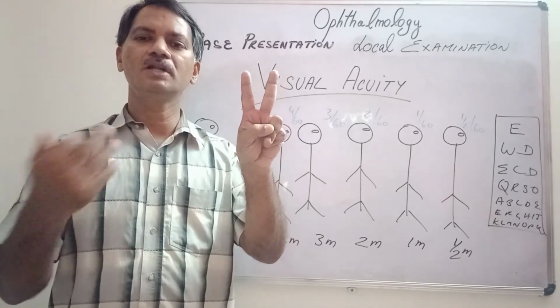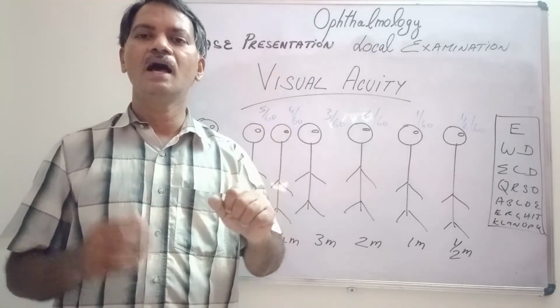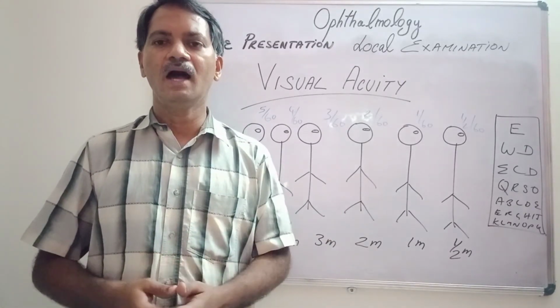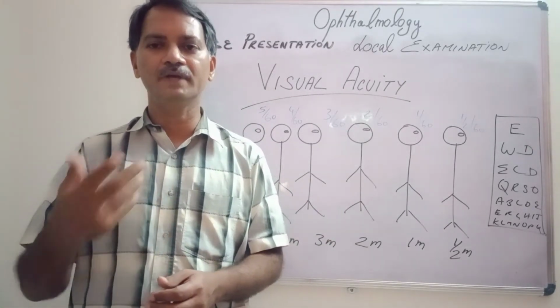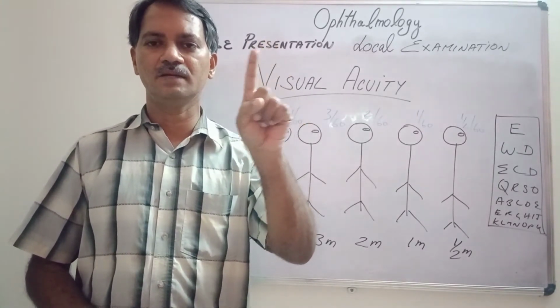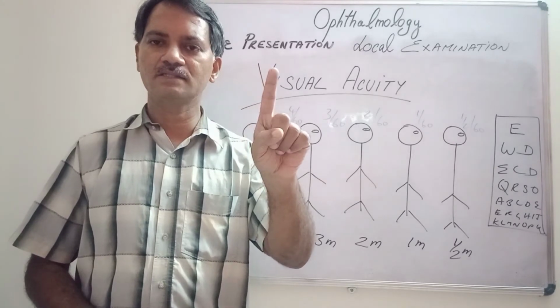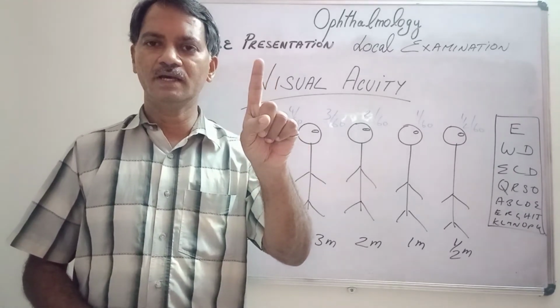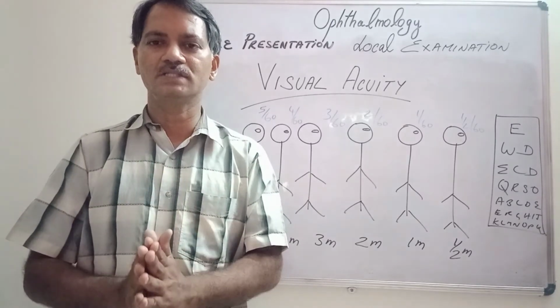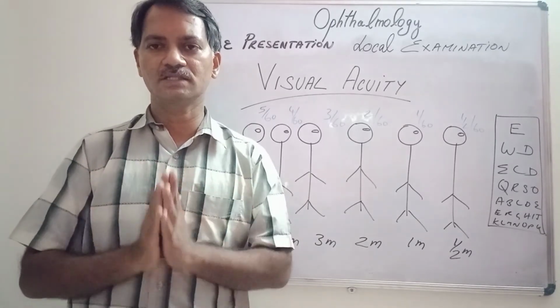Suppose the patient is not able to do at 5 meters, I can move another meter closer to the patient and I can show any number of fingers now. I can show like this and ask the patient how many fingers I am showing. The patient says it is 1 finger. I am standing at a distance of 4 meters. Then the visual acuity is recorded as 4 by 60.